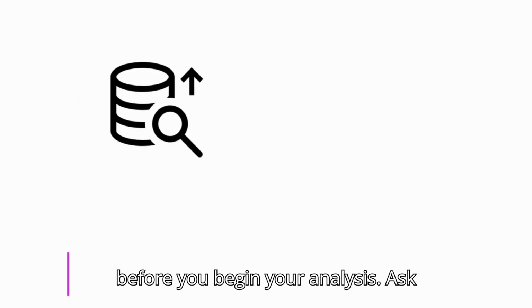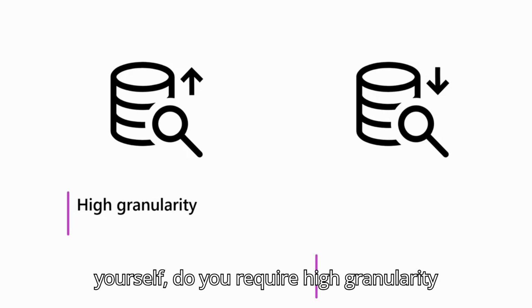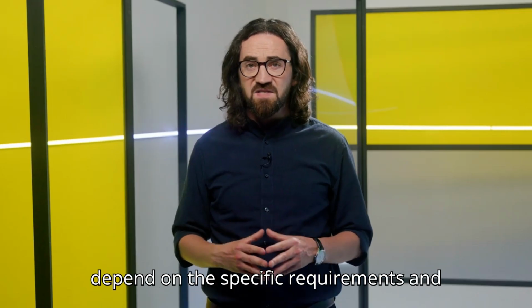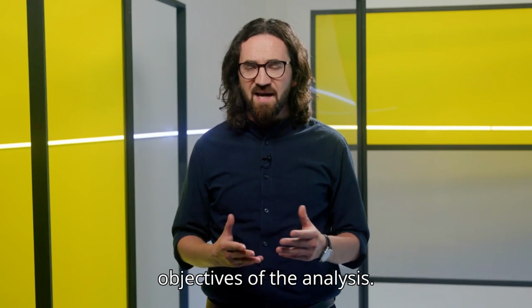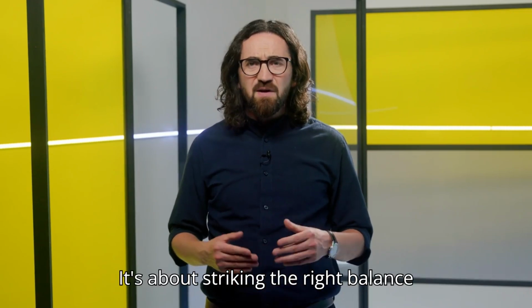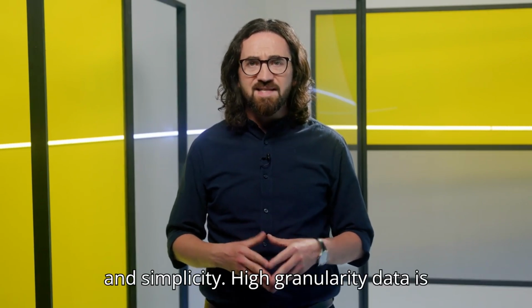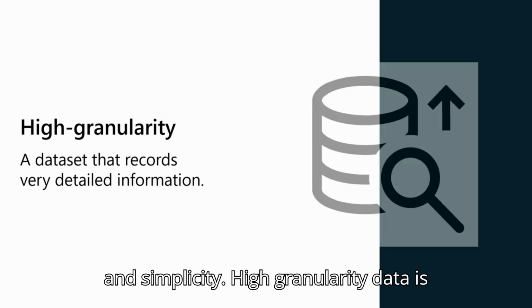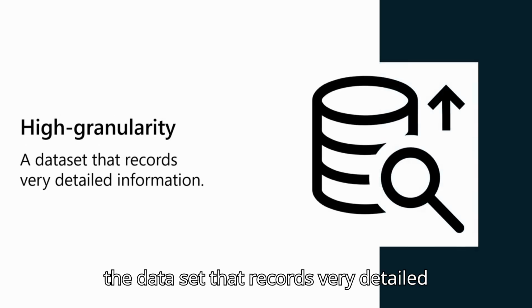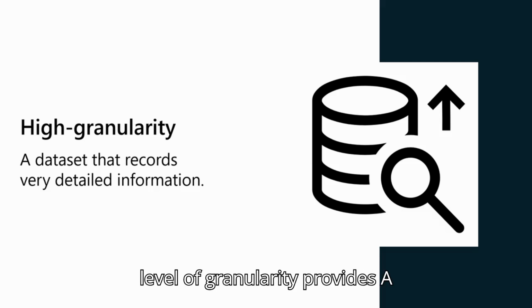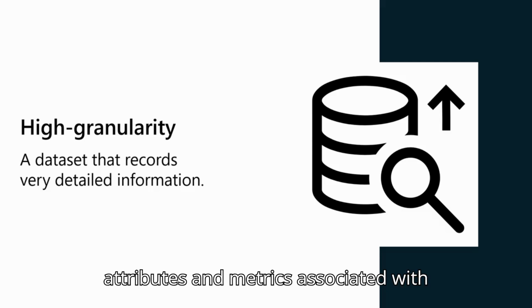Before you begin your analysis, ask yourself, do you require high granularity or low granularity? The decision should depend on the specific requirements and objectives of the analysis. It's about striking the right balance between detail, manageability, precision, and simplicity. High granularity data is the dataset that records very detailed information about each transaction. This level of granularity provides a comprehensive overview of each transaction, including specific attributes and metrics associated with the transaction.